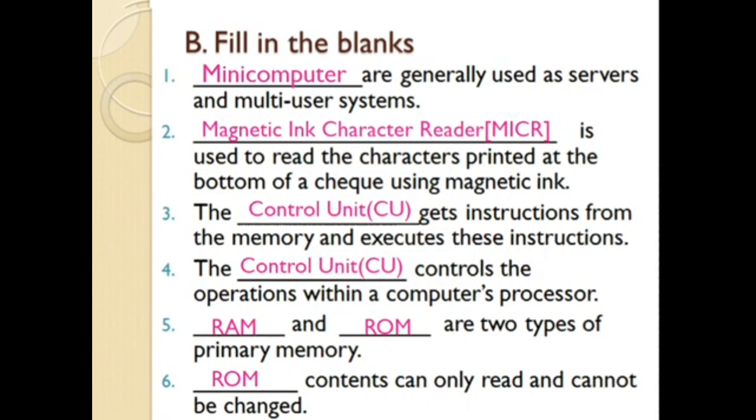The first one is mini computer. Second one is magnetic ink character reader. Third one is control unit. Fourth one is control unit. Fifth one is RAM and ROM. And sixth one is ROM.